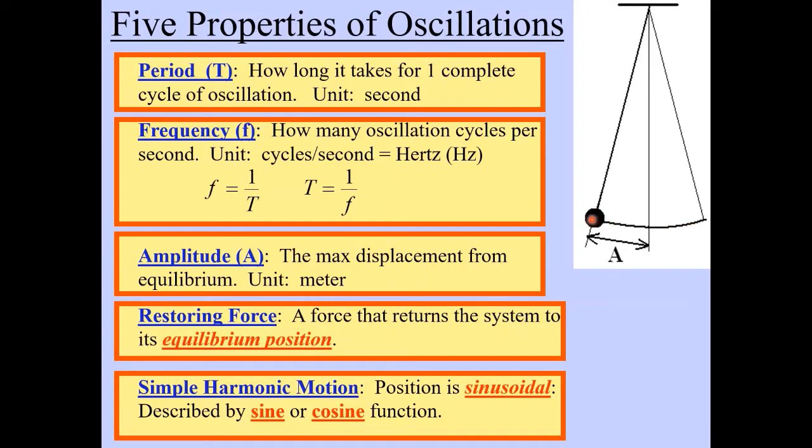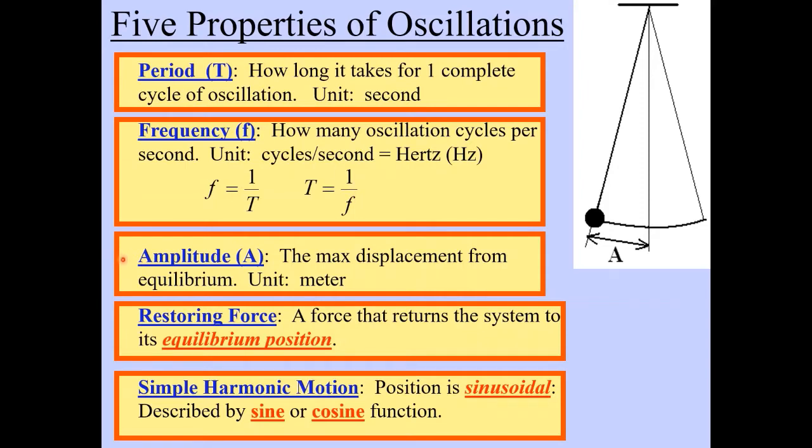And we could measure that, for example, with a stopwatch. The frequency is how many oscillation cycles per second there are. And so the unit for frequency is cycles per second, and a cycle per second is called a hertz, which is abbreviated Hz. Now, the interesting thing about frequency and period is that they are reciprocals of one another. So if we know the period, T, we can easily calculate the frequency as 1 over T. Likewise, if we know the frequency, F, we can easily calculate the period, T. T is just equal to 1 over F.